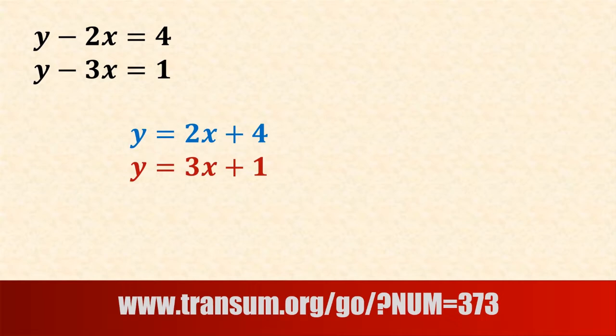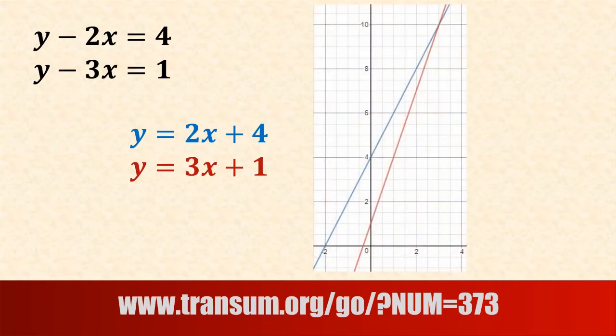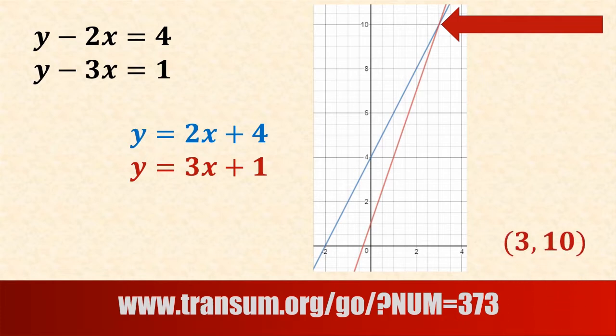So presumably you can plot some straight line graphs. And the point we're interested in is where they cross, the intersection of the two graphs, because at that point, both of them are true for that x and y value. So there is the intersection point. The coordinates of that point are 3 and 10. x is 3 and y is 10. So that's the solution of those simultaneous equations. x is 3 and y equals 10.